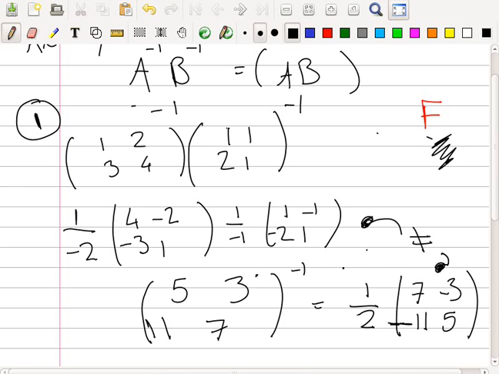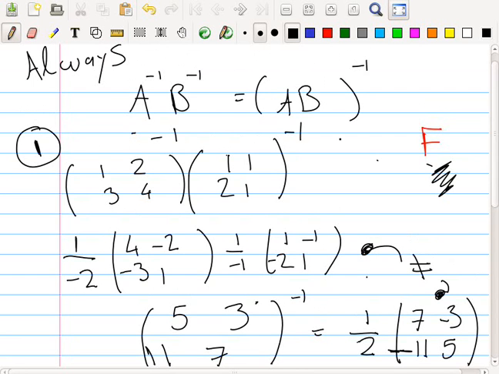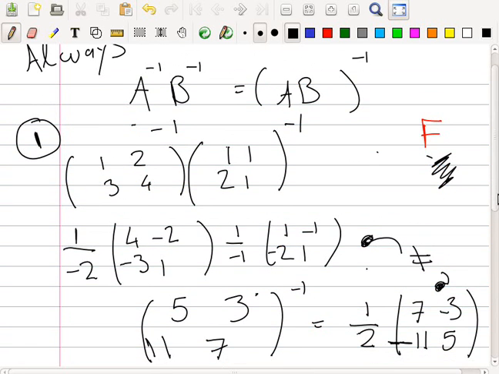Just any example, I just made these numbers up. In fact, if you pick any numbers, you'll see that this is false. Only in special cases is it true. So don't worry too much about this.